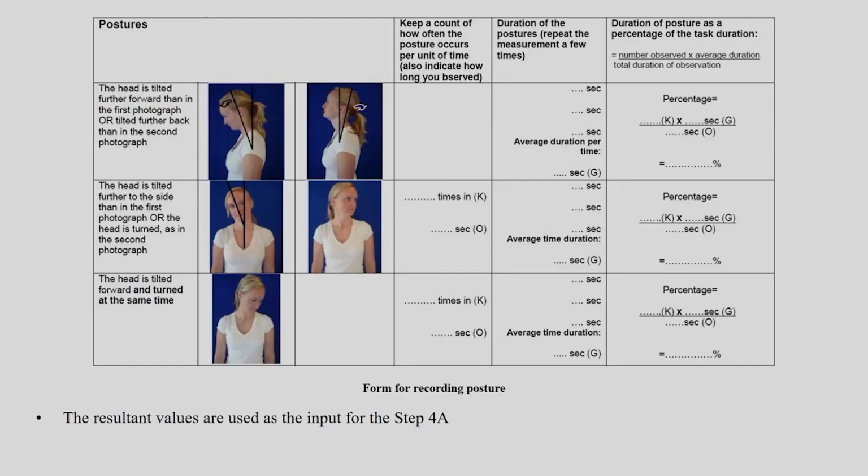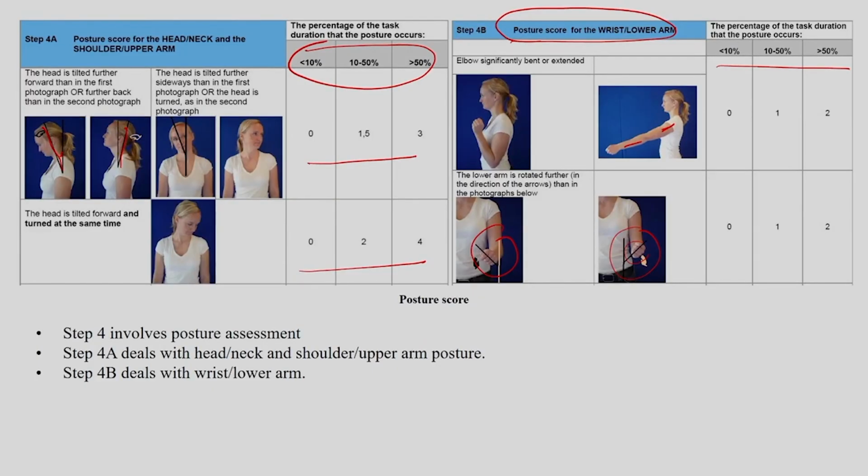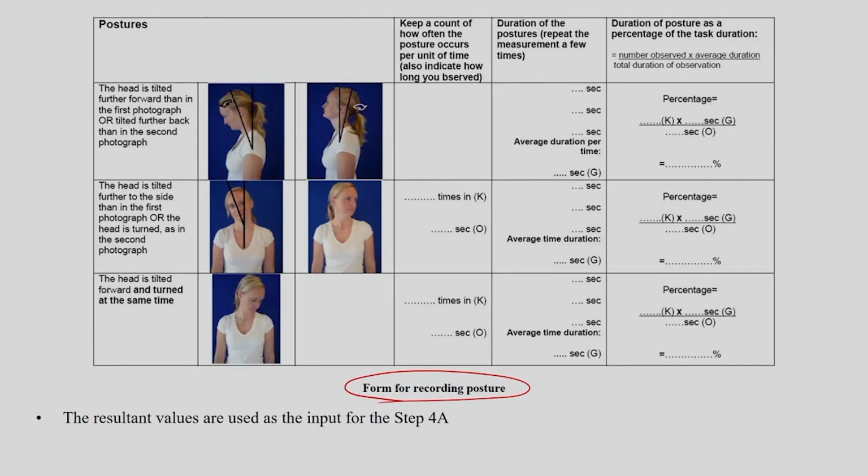This is in detail. You can say this is the form for recording the posture. So this particular table you can use for your data recording. This table will give you the value, and this table will help you to gather the information in the field. So you take it as a data sheet and you tick, and you come back and then you do the calculation at the laboratory.